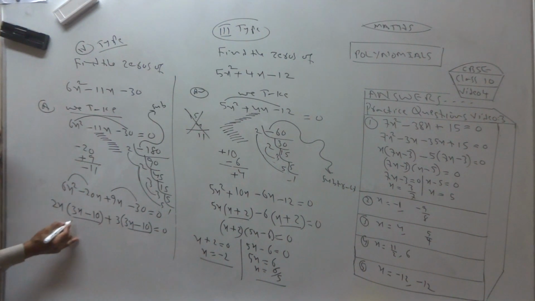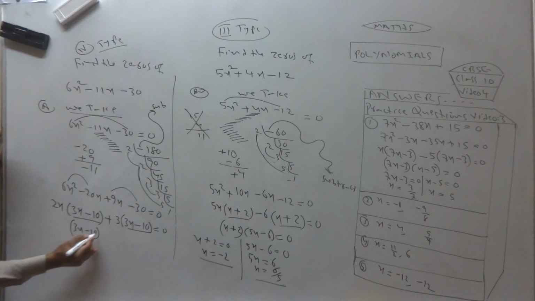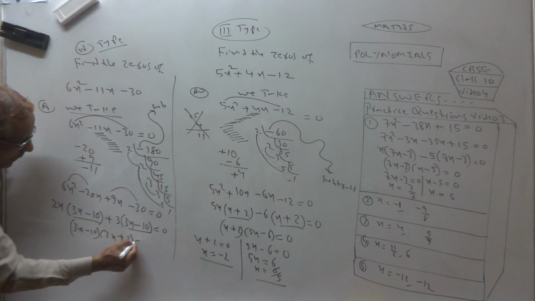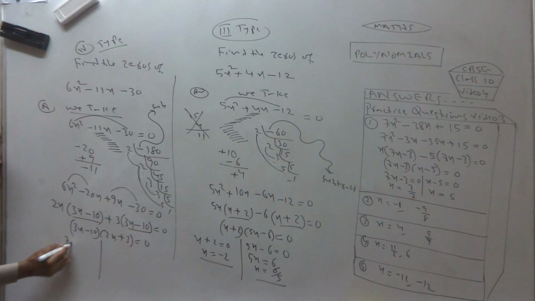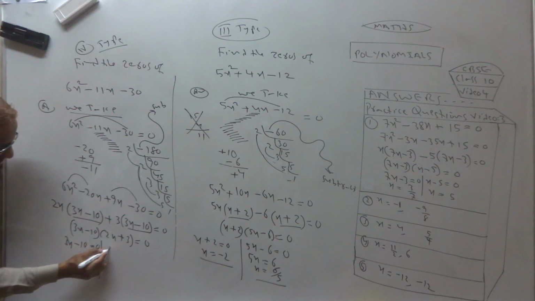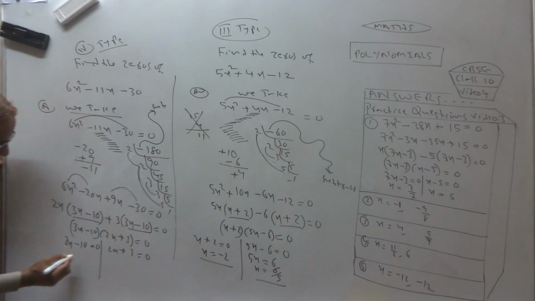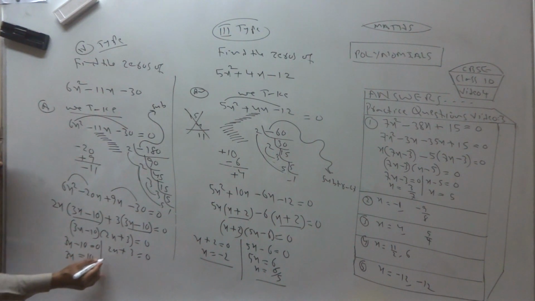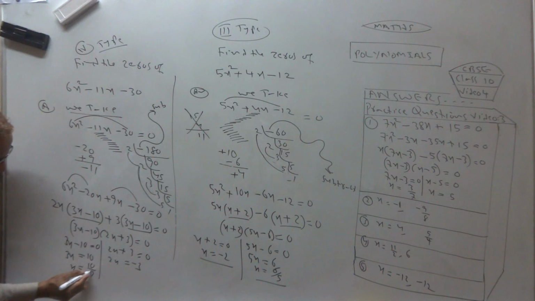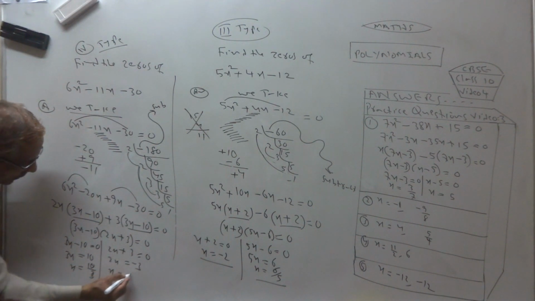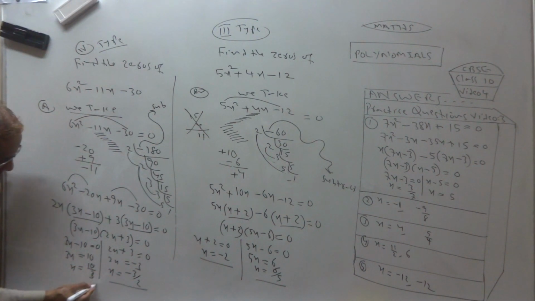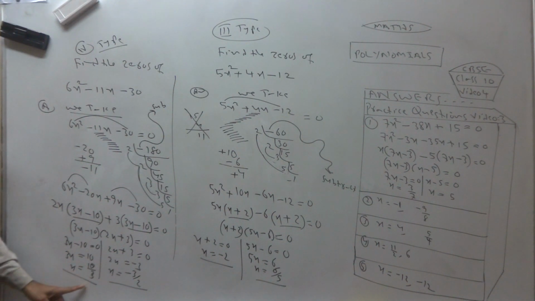So this and this one factor. 2x plus 3, this is 0. This is 0. So 3x is equal to 10, 2x is equal to minus 3. x is 10 by 3, and 3 by 2, finished. We got the zeros. So what zeros are? 10 by 3 and minus 3 by 2. So see, all the 4 types completed. Clear?